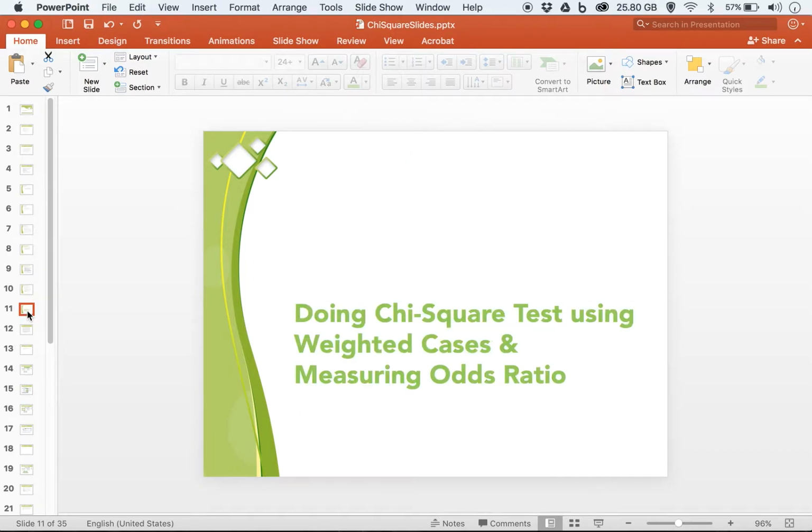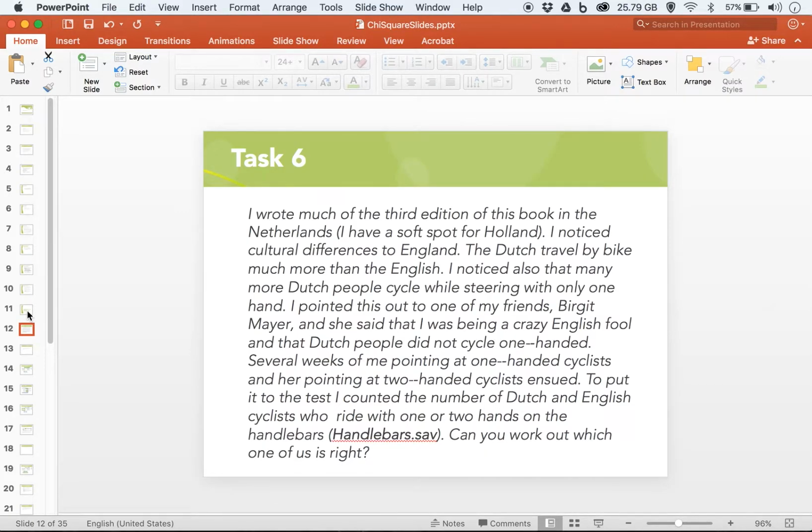So let's take a look at how we can do a chi-square test using a weighted cases situation and to measure an odds ratio. And so the task comes from task 6 of our chapter, and this is what Andy wrote.